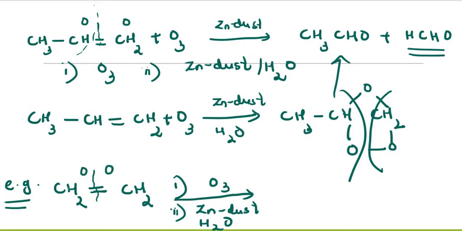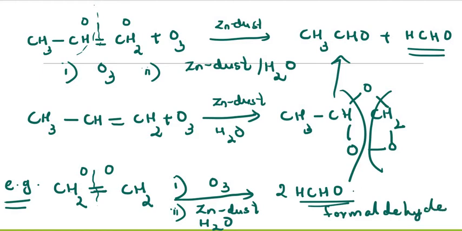H2CO means HCHO. There are two hydrogens, one carbon. So HCHO. Here also we are getting HCHO. So we can directly write it as two molecules of HCHO. What is this HCHO? It is known as formaldehyde.